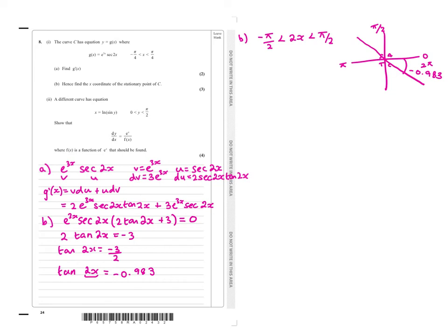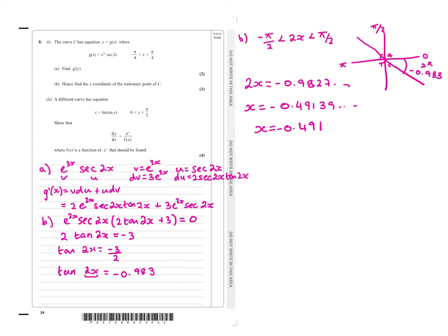And we can see the other one is out of the range, so it is just 2x, we know, equals our minus 0.983827. Divide that by 2. I'm going to get x equals minus 0.49139. So if we round it to three significant figures, x equals minus 0.491. Because it doesn't actually specify, I think three significant figures is quite good.